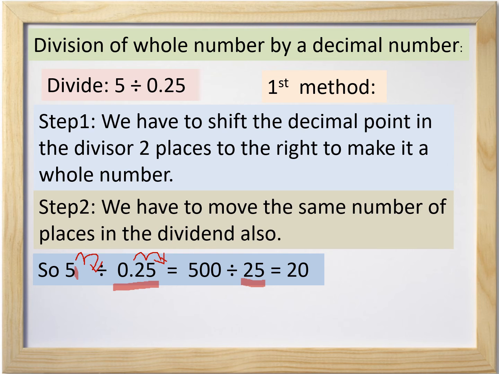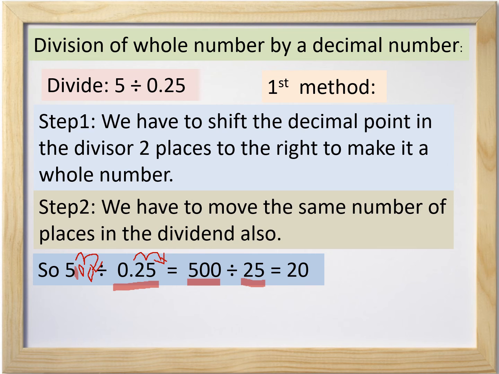Yes. Now, since there are no digits after 5, we will put two zeros here so that this 5 will become 500. That means the dividend 5 has become 500. Can you see here? Now let us divide 500 by 25.